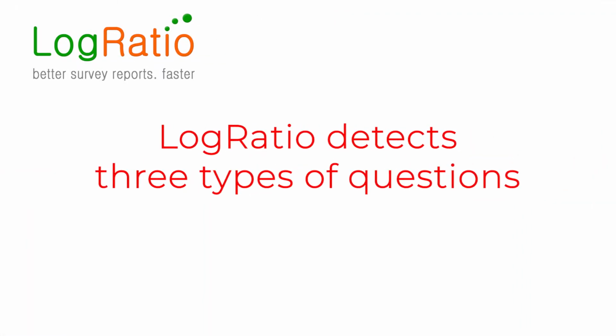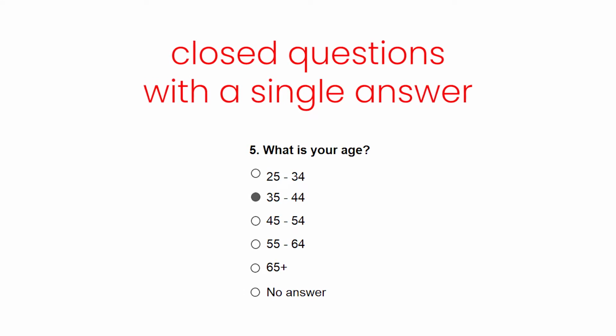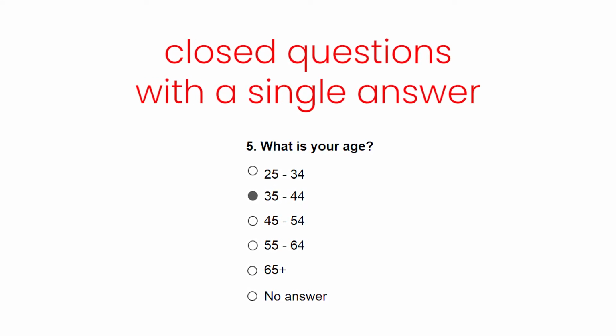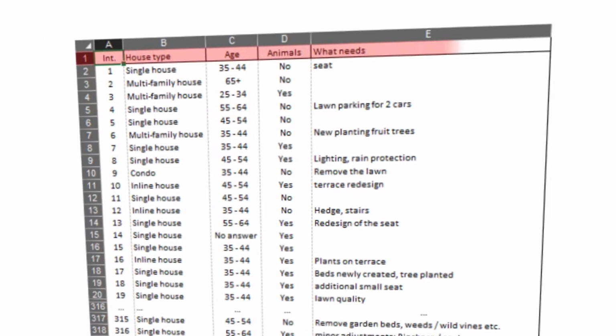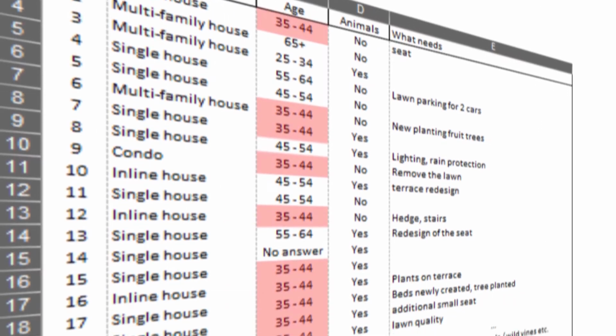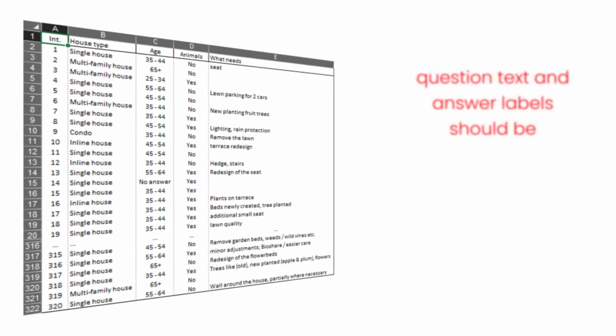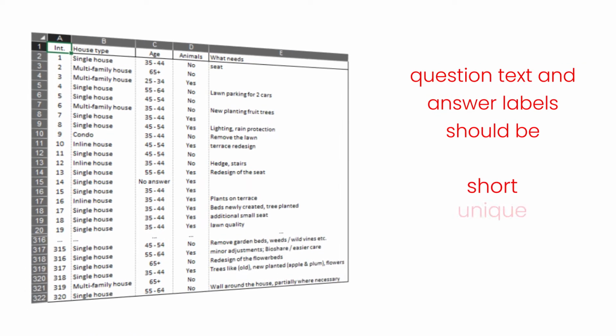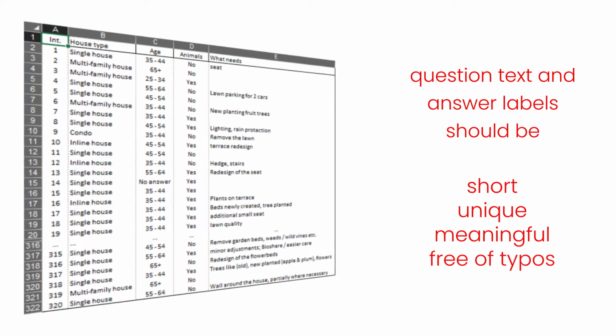LogRatio detects 3 types of questions. Closed questions with a single answer occupy a single column. The question text is in the first row. The respondent answers follow the same column. The answer scale is categorical. It's a good habit to keep question text and answer labels short, unique, meaningful, and free of typos.